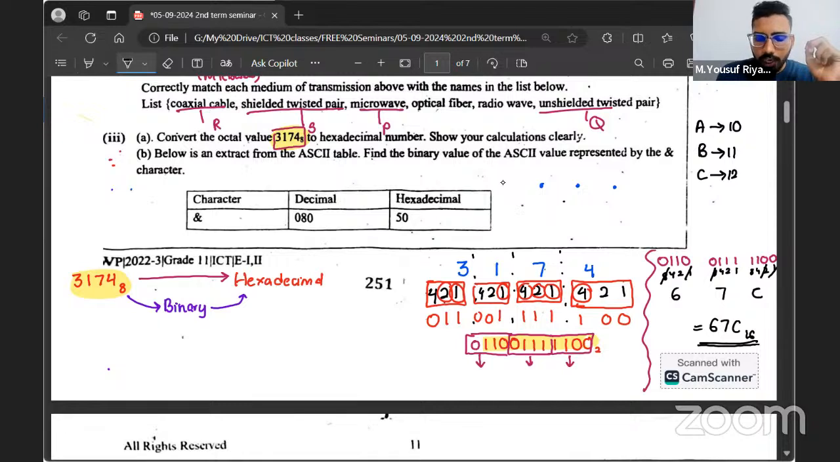So the first step I did was convert to binary. And the second step I did was convert from binary to hexadecimal. Tell me, I will clear here for all of you.